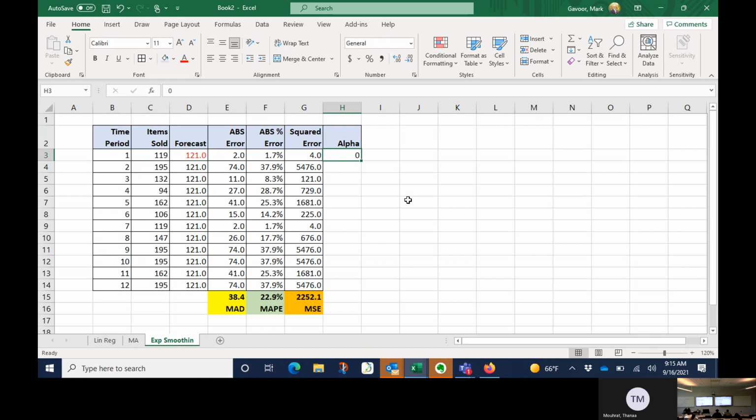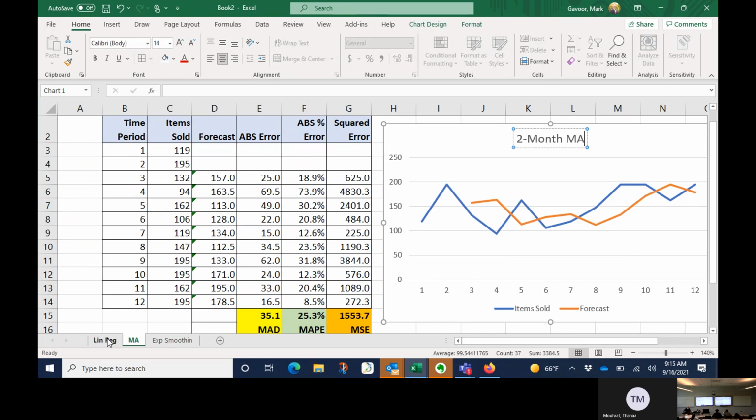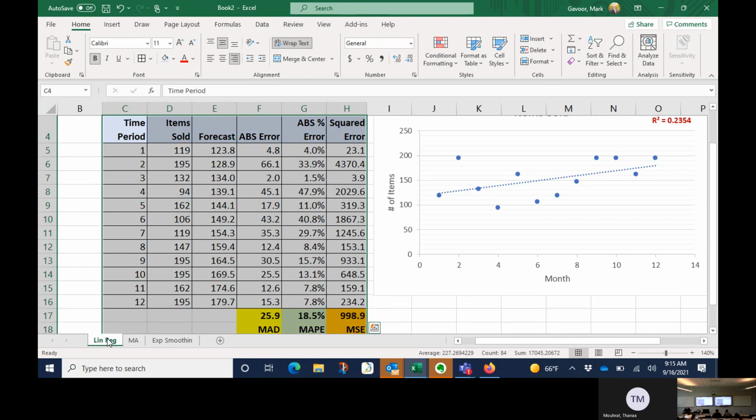So let's say what's 0.6? 22.7. What's 0.4? Yeah, let's do 0.4, it's 21.5. What's my moving average? It was 25. What's my linear regression? 18. For this data, it looks like linear regression is the best, even though it's a small percentage points difference.